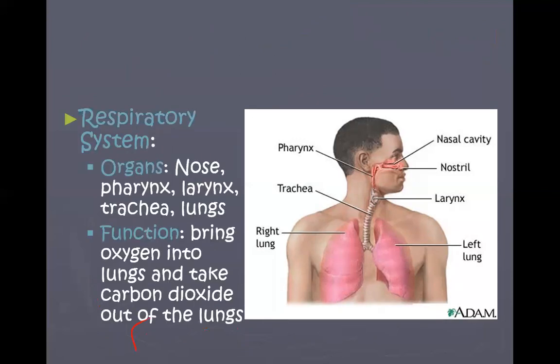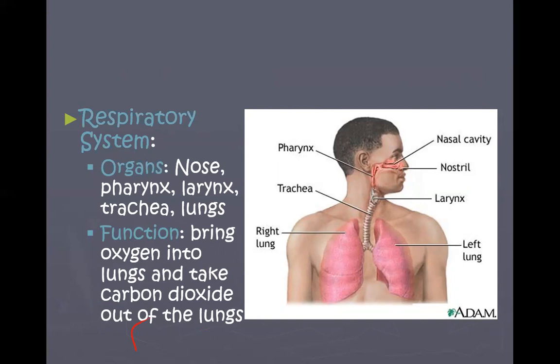That's easy. Respiratory system. Your nose, your mouth, your pharynx, your larynx, that's your voice box, your trachea, which is your windpipe, and then your lungs. So whenever you say, oh, went down the wrong pipe, goes down your trachea. Your trachea is in the front of your neck. The esophagus is right behind it.